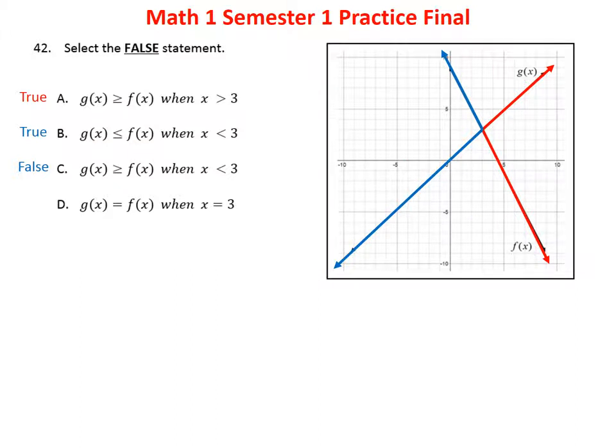And then finally, g of x equals f of x when x is 3. That's the point right here where they cross. x equals 3. That is a true statement as well. Our answer is C, the false statement.